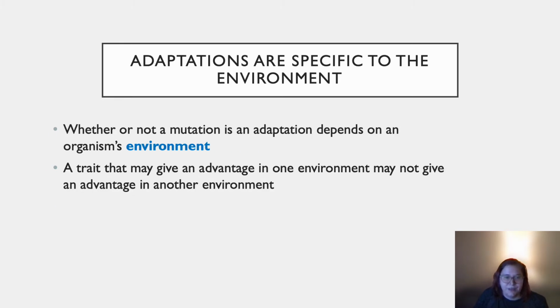Adaptations are specific to the environment. Whether or not a mutation is an adaptation, whether it gives an advantage or not, depends on the organism's environment. A trait that may give an advantage in one environment may not give an advantage in another environment. For example, if an animal is camouflaged to blend in with rocks in the desert, that same mutation would not be an advantage in, say, a grassy field or a jungle, because it wouldn't be camouflaged anymore.